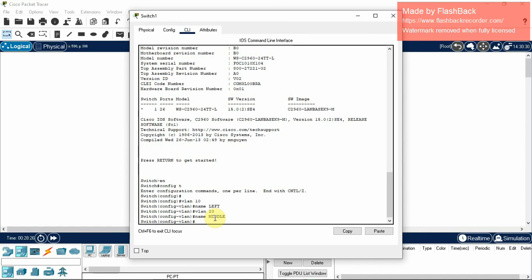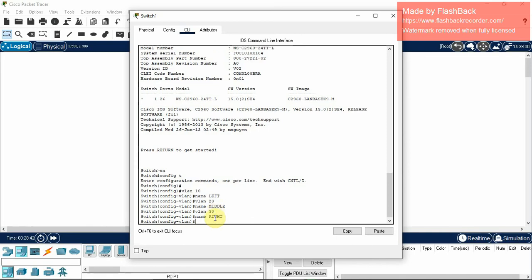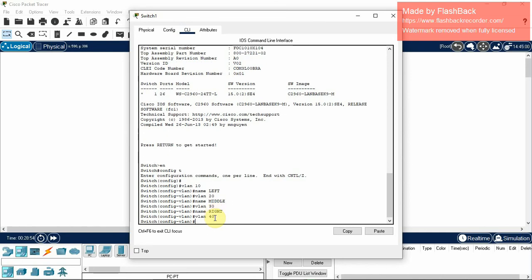And then the next VLAN is VLAN 30, and I'm going to name it white. Not forgetting another very important VLAN, which is the native VLAN. So I'm going to call it VLAN 40, and of course the name is native.